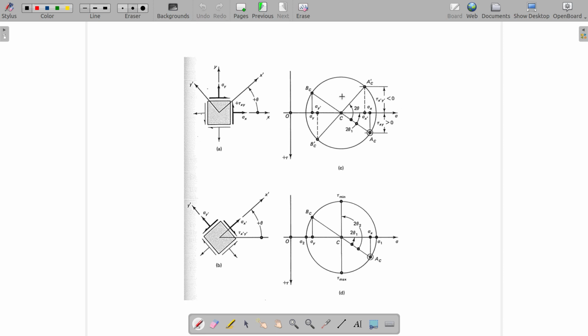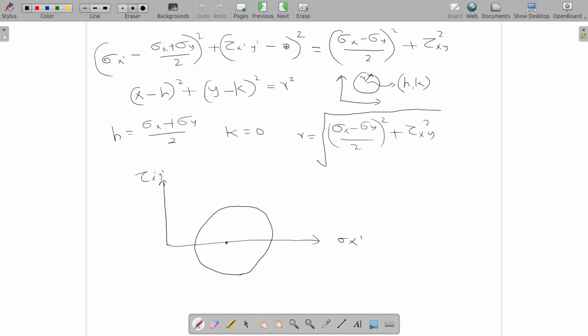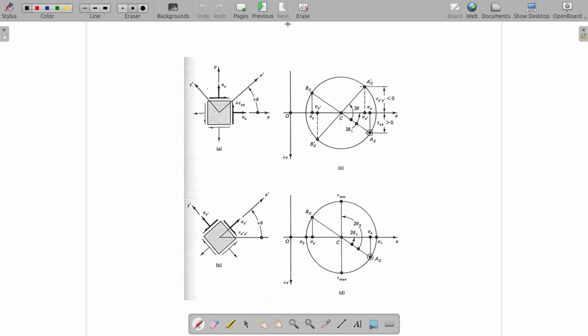So first of all, at least we know that we have drawn the circle using the equation, because we obtained the equation of a circle from the derived equation. Then we know that the center of the circle is (sigma x plus sigma y) by 2, 0, and the radius is this one. So this is something you can find here. So if this is sigma x and this is sigma y dash.